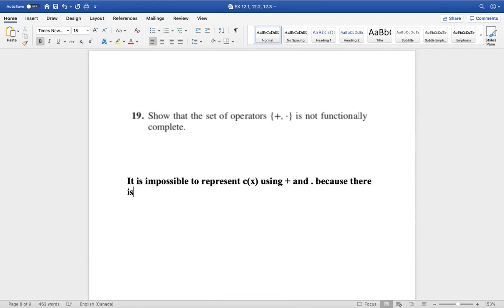because there is no way to get the value of 0 if the input is 1. We cannot use the plus and dot signs to revert the value, to take the complement of the value. Therefore, they're not functionally complete. We also need the complement operator.